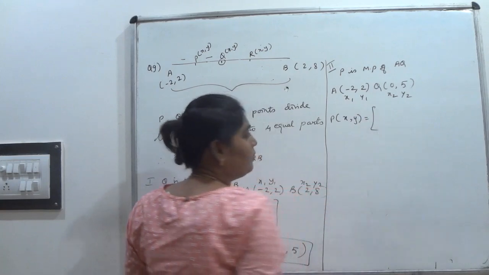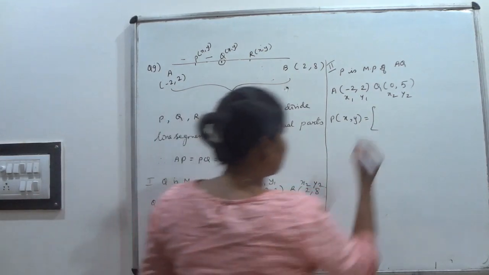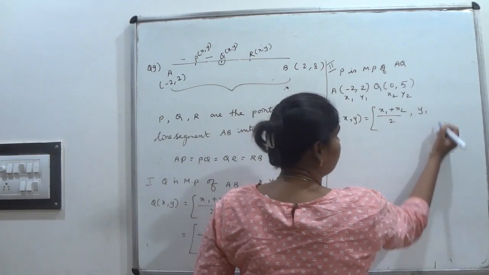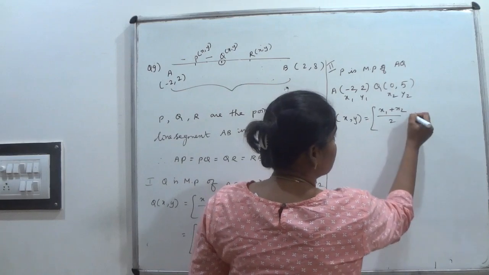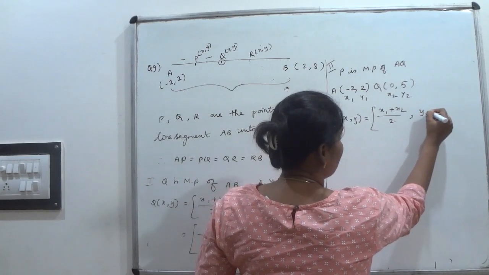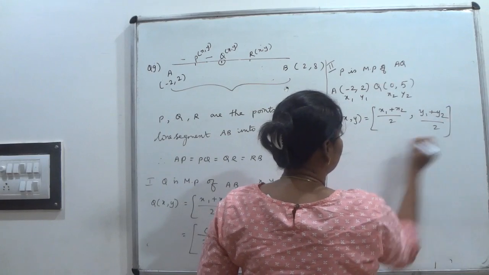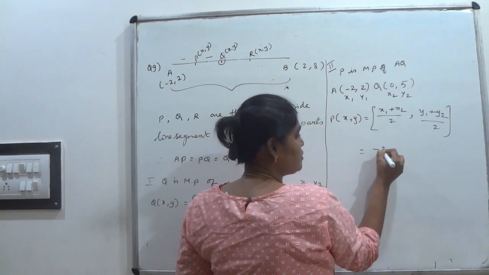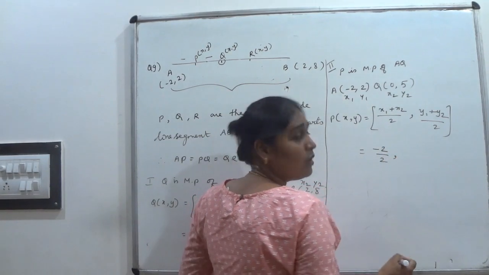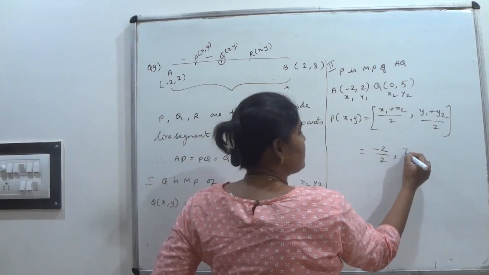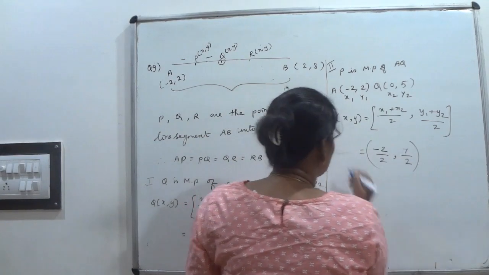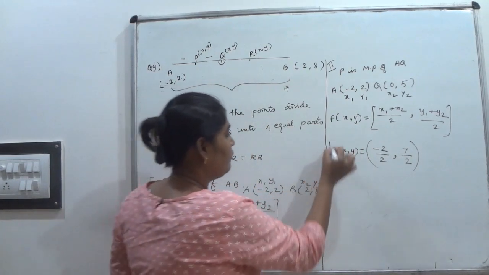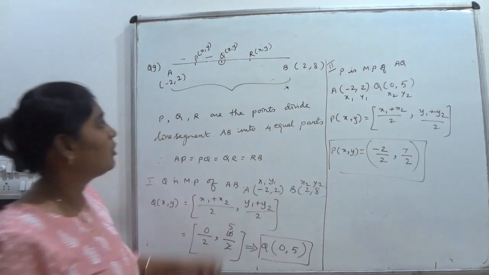You know that midpoint formula, we already wrote it: x1 plus x2 upon 2, comma, y1 plus y2 upon 2. What is x1 plus x2? That is minus 2 plus 0, minus 2 upon 2. Like y1 plus y2, 2 plus 5, that is 7 upon 2. These are the coordinates of P.